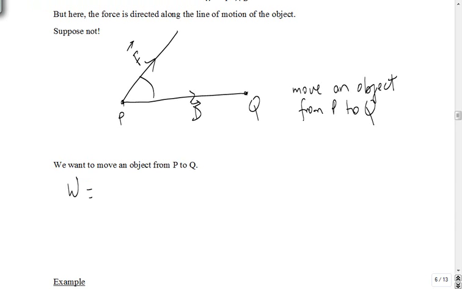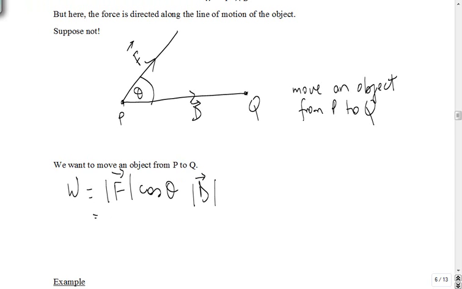So let's call this angle here theta. Along the line of motion, using our trigonometry, the force would be F cosine theta, or let's just put it as the length of F cosine theta. So that's the force times the distance here, which is the length of D, right? So that is the work done.